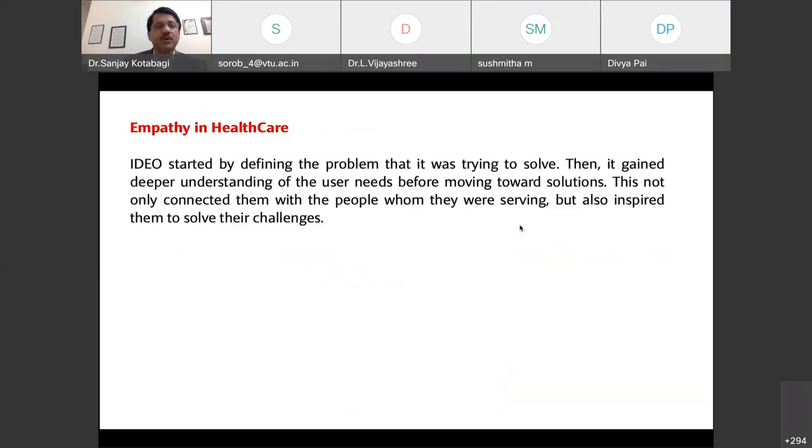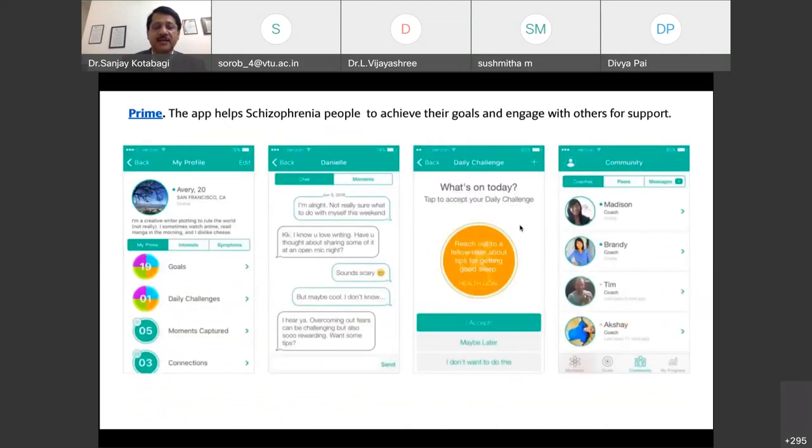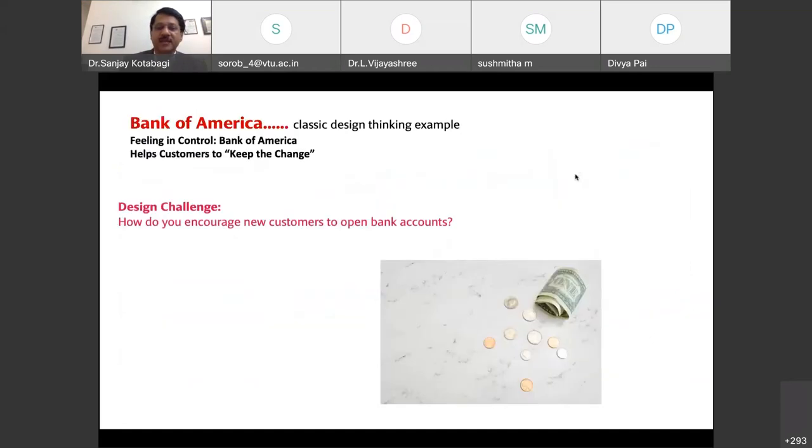The solution given was an app called Prime. This app made people with schizophrenia get connected, get really registered, and then keep discussing with the other people. Or there are possibilities wherein the doctors or other people can log in and provide them some solutions or keep sending them some motivational messages, and also maybe set certain health goals on a continuous basis to help them overcome this particular problem. So this is again the power of design thinking principles.